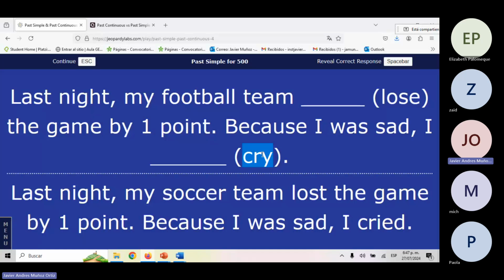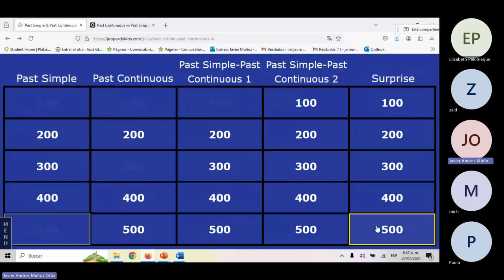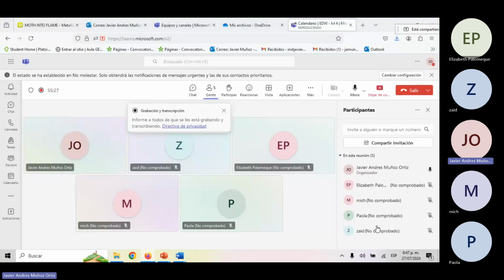But because we have a y, right? And before the y there is a consonant, this y changes for ied. Cried. Okay? Lost, cried. Okay, you owe me a kidney. Me debe un riñón. Okay, let's go with Paola. Let's continue with you. Choose the category and choose the score, darling.